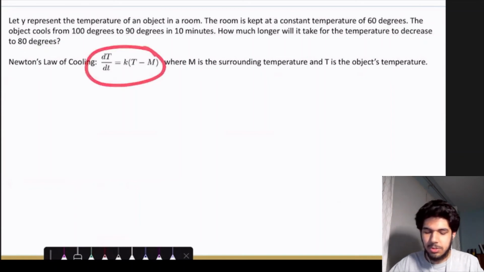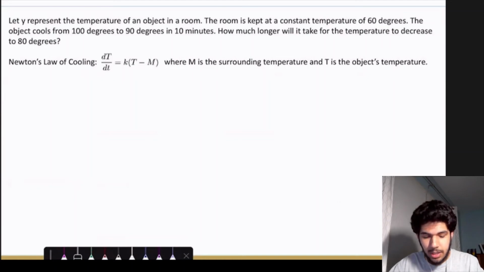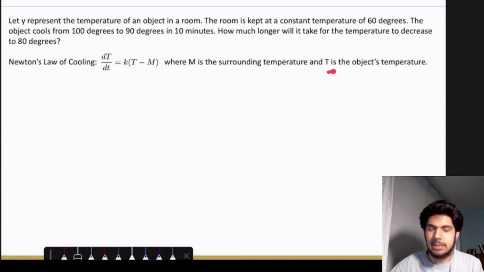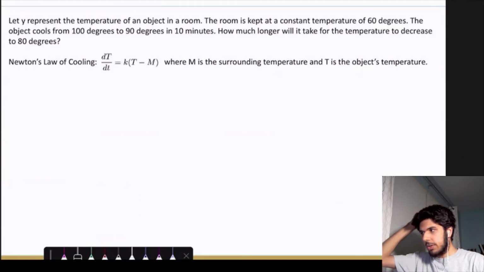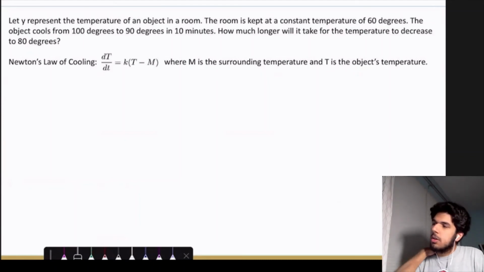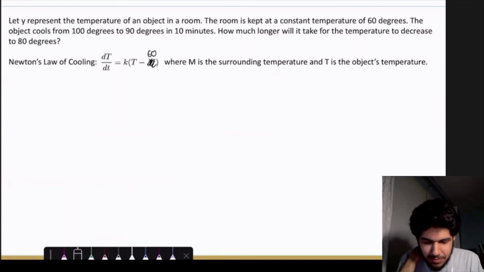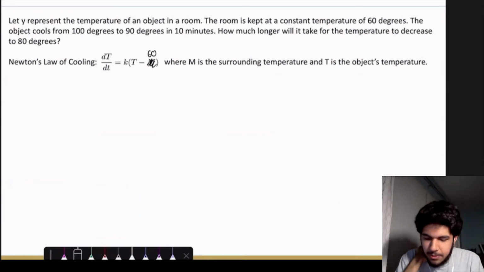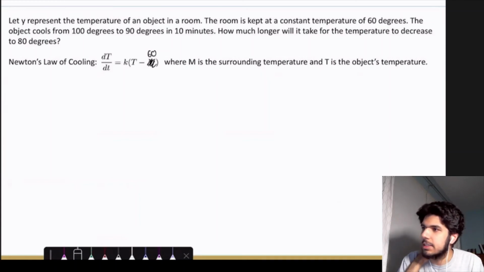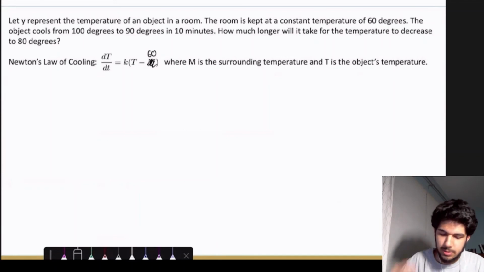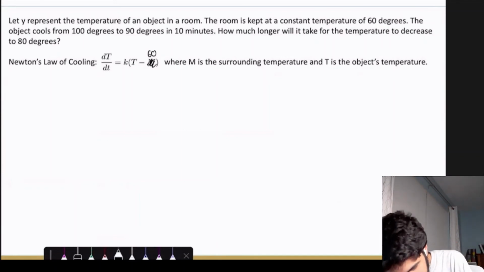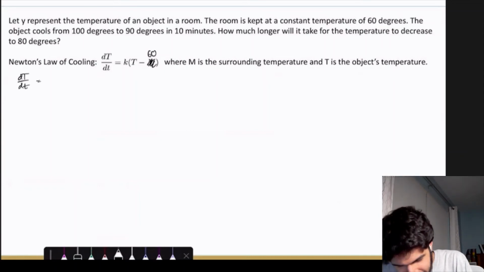And we're going to use this differential equation here, which is called Newton's law of cooling, where m is the surrounding temperature and T is the object's temperature. Okay, so we know that m is 60, so we can cross that out and write 60. So what would be a good first step? Let's try solving the differential equation with m equals 60 and see what kind of equation we get. So we have dT/dt equals k times (T minus 60).